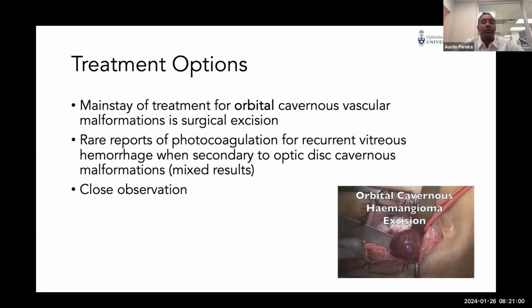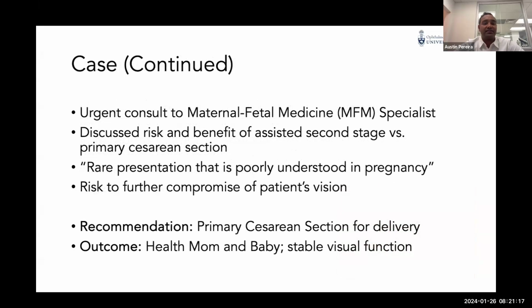There's also rare reports of the optic disc cavernous hemangioma being treated with photocoagulation, especially if they are leading to recurrent vitreous hemorrhage, but they've been demonstrated with mixed results. So really close observation is the mainstay of treatment for these rare patients.